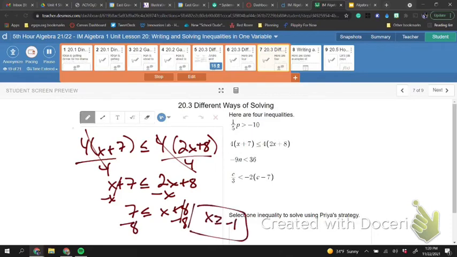Now, one thing. I've heard some students say, Mr. Mack, you flipped the sign. But look at open toward x, open toward x. So did I actually flip the sign?